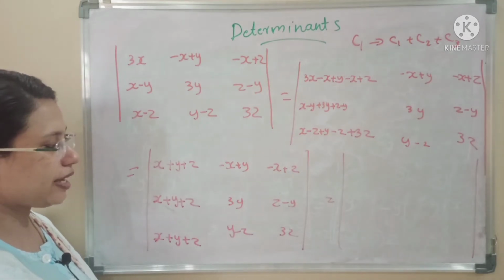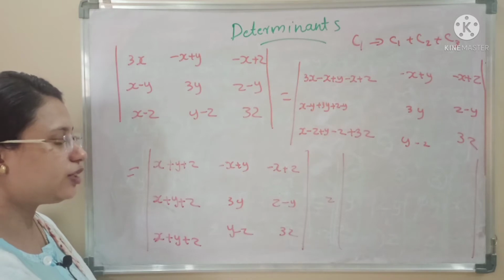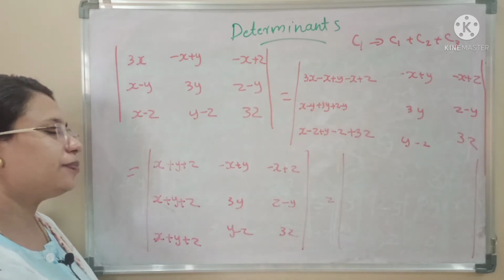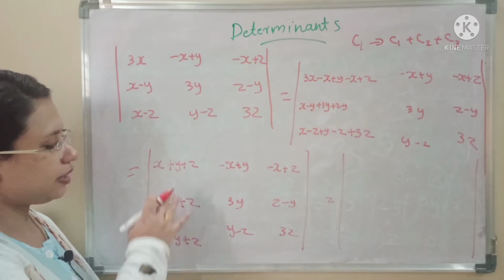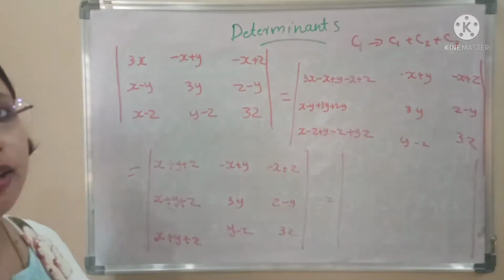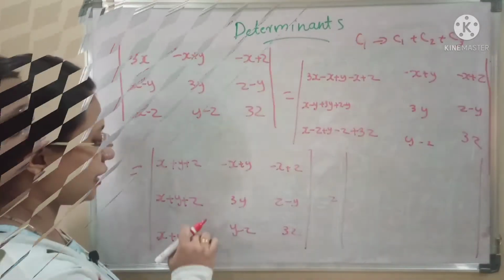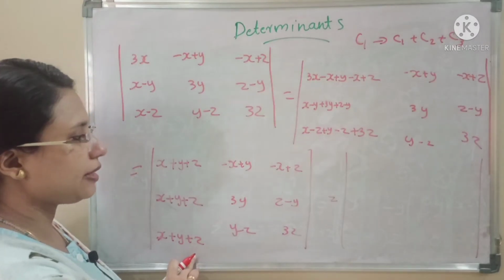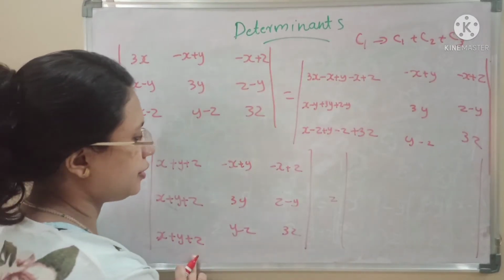So how to make, somehow we need to get zeros. In this column only we will get zeros, right? Because all others are different terms. Okay, so take x plus y plus z outside from here, right?